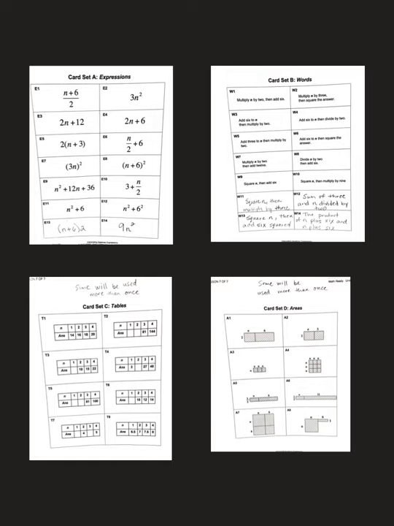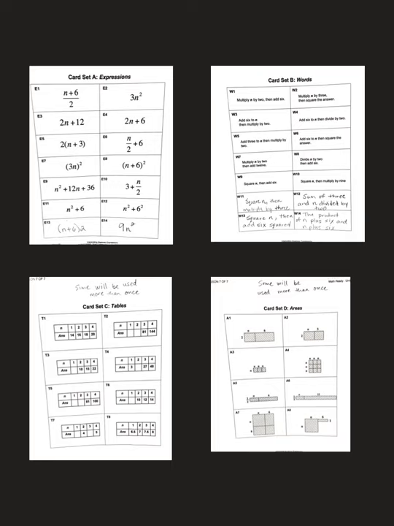Okay guys, this activity is going to count as a test grade, so I need you to listen very carefully because there are a lot of parts to it. I'm just going to start with the card set A, expressions. Your job is to match each and every one of those, E1 through E14, with the card set B, the words, W1 through W14, okay?